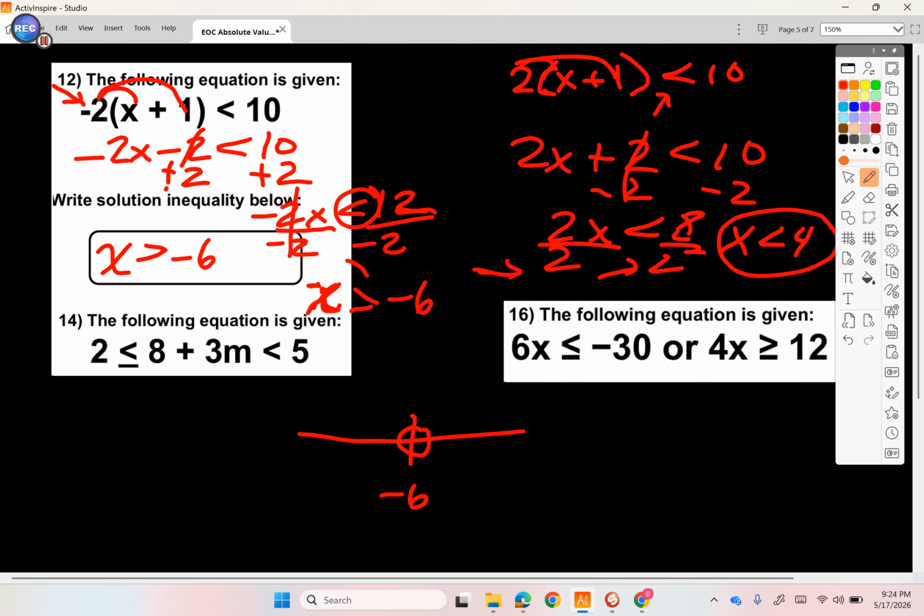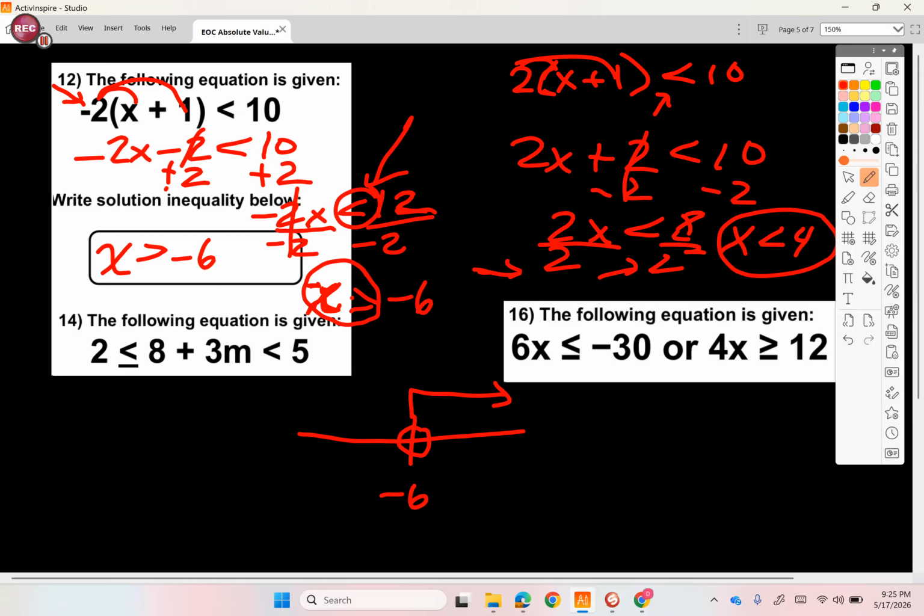And now you think open or close to my variable. If it's open to your variable, it means greater than, so we go to the right. If it's closed, we would have gone to the left. So if you forget to flip it, you're going to go to the left and choose the wrong graph. So just make sure you remember that one difference between equations and inequalities.